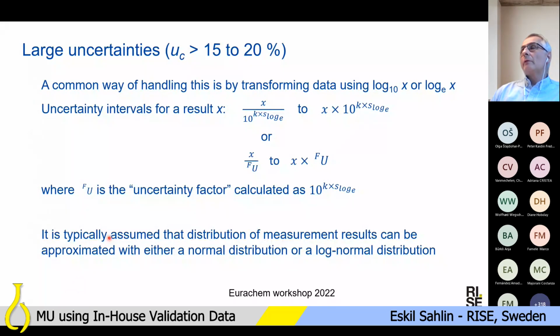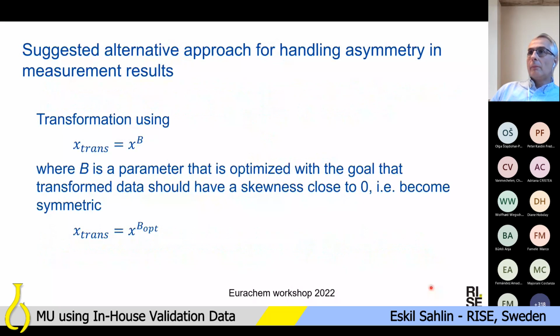A common way of doing this, as Bertil talked about before, is by transforming data using a logarithmic transformation. Then the uncertainty interval can be calculated in this way, and we can also use the uncertainty factor and express it in this way. It's typically assumed that the distribution of measurement results can be approximated with either a normal distribution or a log normal distribution. But what we have suggested recently is to use another type of transformation, written here. So here we use a power transformation instead.